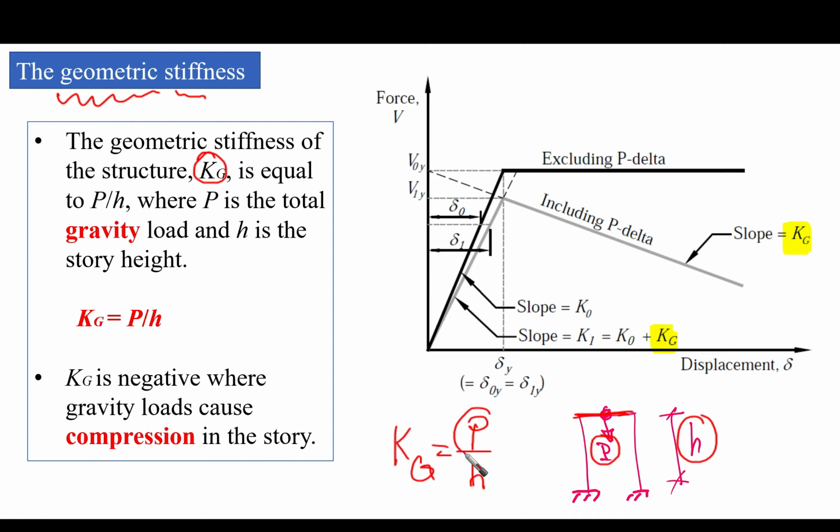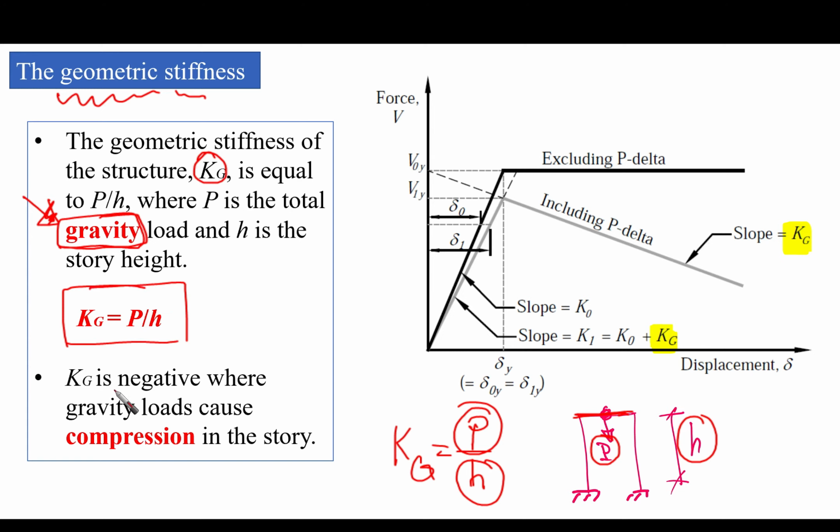This P is the gravity loading, and this H is the height of the system, where P is the total gravity. Take care, we're talking about gravity here. Gravity means that it includes everything: maybe dead load, live load, snow load. Okay, it's not the seismic weight. Take care. And H is the story height. So we put it like this: Kg equal to P over H.